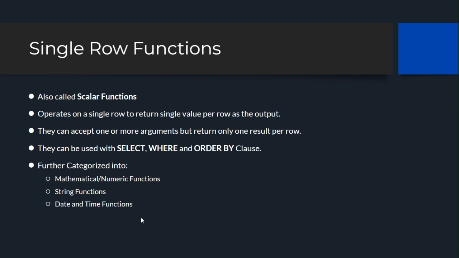Single row functions. These are also called scalar functions. They operate on a single row to return a single value per row as the output. They can accept one or more arguments but return only one result per row. They can be used with select, where, and order by clause. Further categorized into mathematical or numeric functions, string functions, date and time functions.